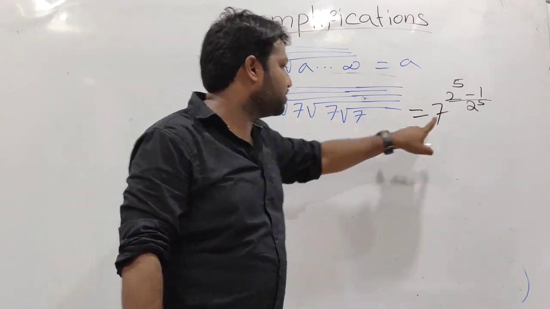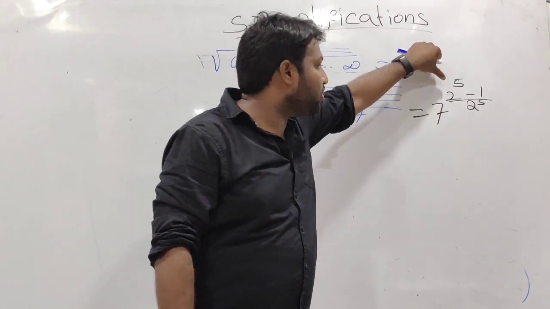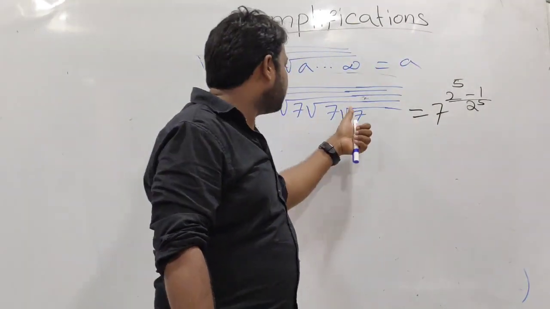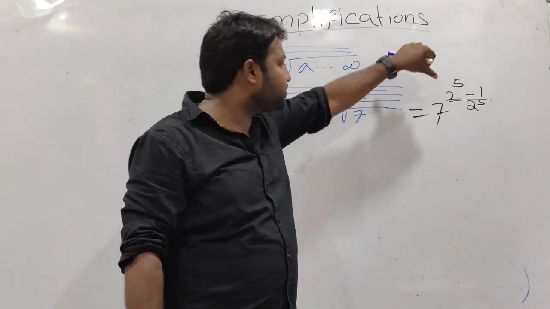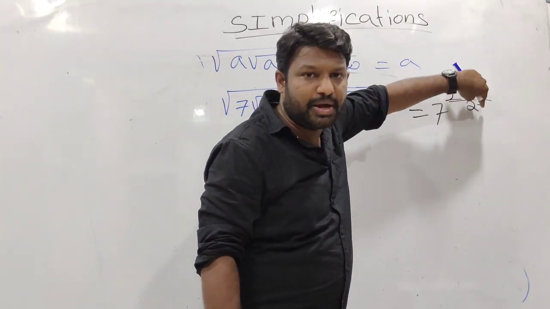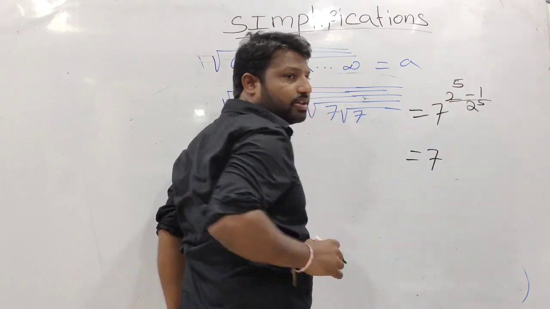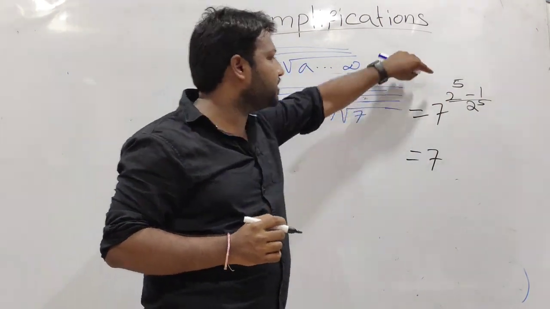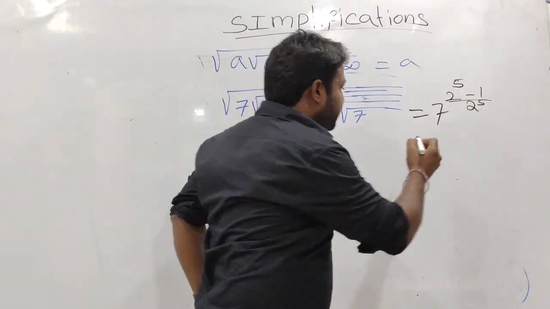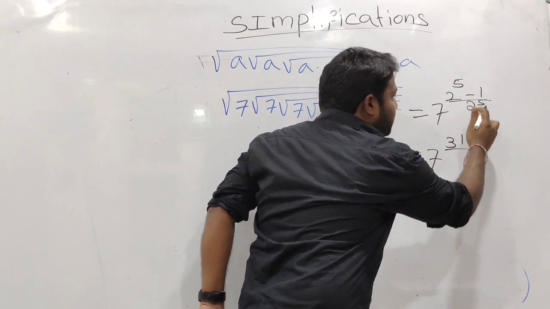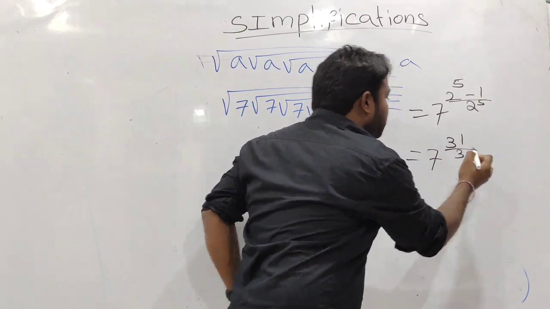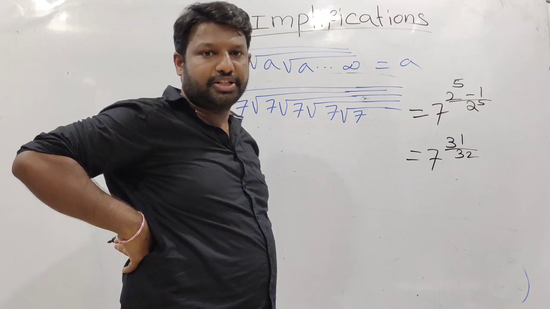It is only 7. 7 to the power of 2 power 5, because why am I writing 5? How many terms are there? 5 terms are there. That's why I am writing 2 power 5 minus 1 by 2 power 5. So it is 7 to the power of 2 power 5 value ఎంత? 32. 2 power 5 value is 32. 32 minus 1 is 31. 31 by 2 power 5 value is nothing but 32. So the answer is 7 to the power of 31 by 32 directly.